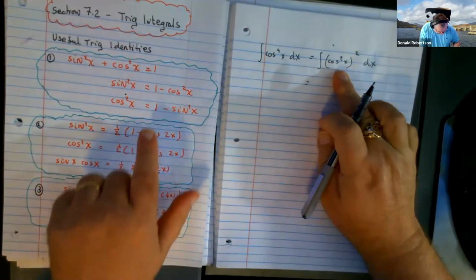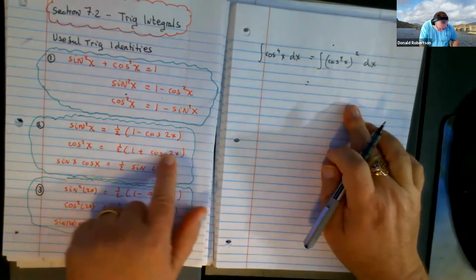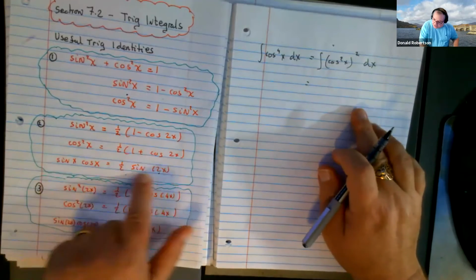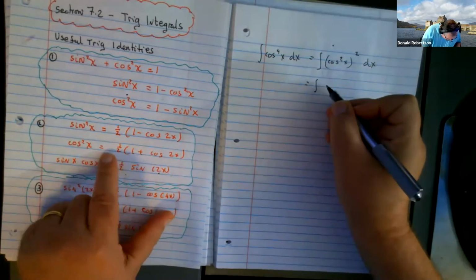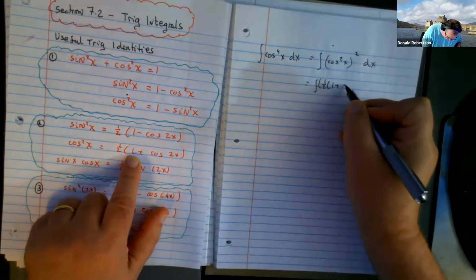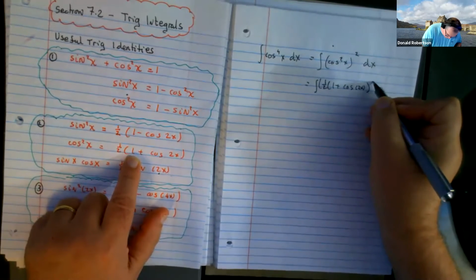Now I could take cos squared and turn it into that, but that's not where I'm going. I'm using these guys. These identities here get used when you're doing these questions. So what have I got? Well, I've got a half, put it in brackets, 1 plus the cosine of 2x, all squared.